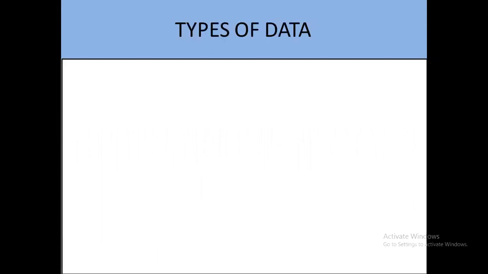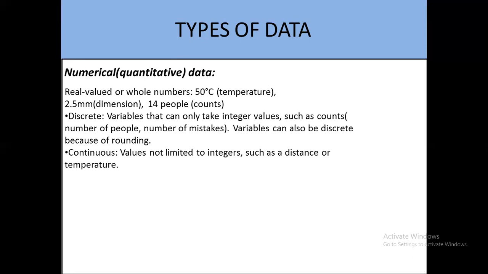We have different types. It's something basic. We have the numerical type of data, which is the quantitative data. These are data that are real valued or whole numbers, like 50, 25. They are basically data that you can do arithmetic operations on. You can add them, subtract them, divide them, multiply them. We also have two types of this kind of data. We have the discrete type. Discrete type is just like 1, 2, 3, 4 without the decimals. That is discrete: 10, 20, 30, 40.